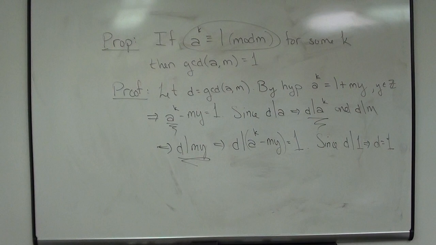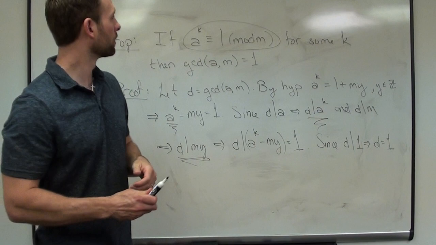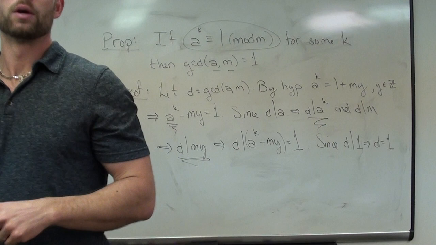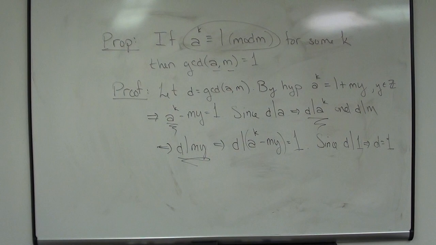And so what we're getting at here, if we want to understand a to the k congruent to 1 mod m, then we should be looking at values of a that are relatively prime to m. If we have that, then the GCD of a and m must be 1. So we can change the modulus from a prime to a composite number, and we're just going to be interested in values of a that are coprime to m, have no common factors with m. And that's going to motivate the definition of what Euler's phi function is.